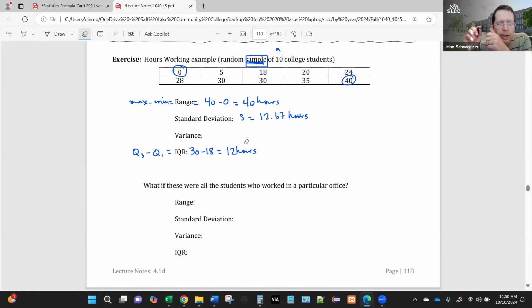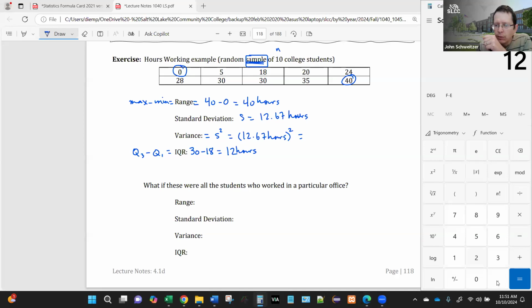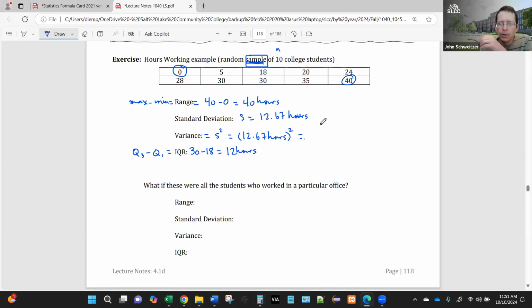All right, now variance, remember, is the square of the standard deviation. So for the variance, we're going to square the standard deviation. 12.67 hours, and then we square that. If we do that part on the calculator, 12.67 squared, we're looking at about 160.53. And the units on this are kind of weird.